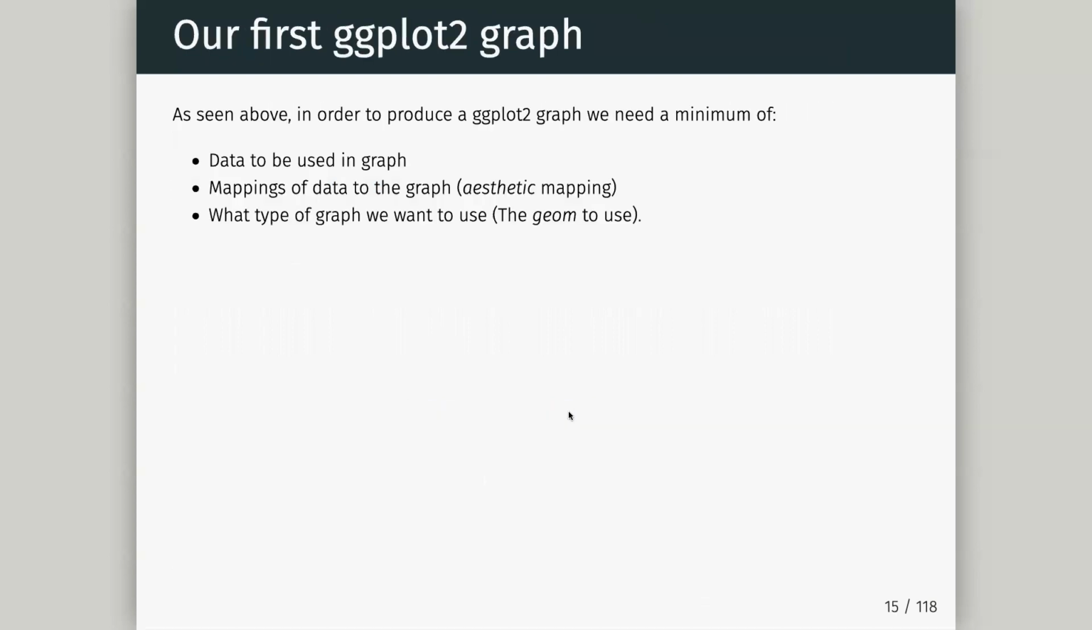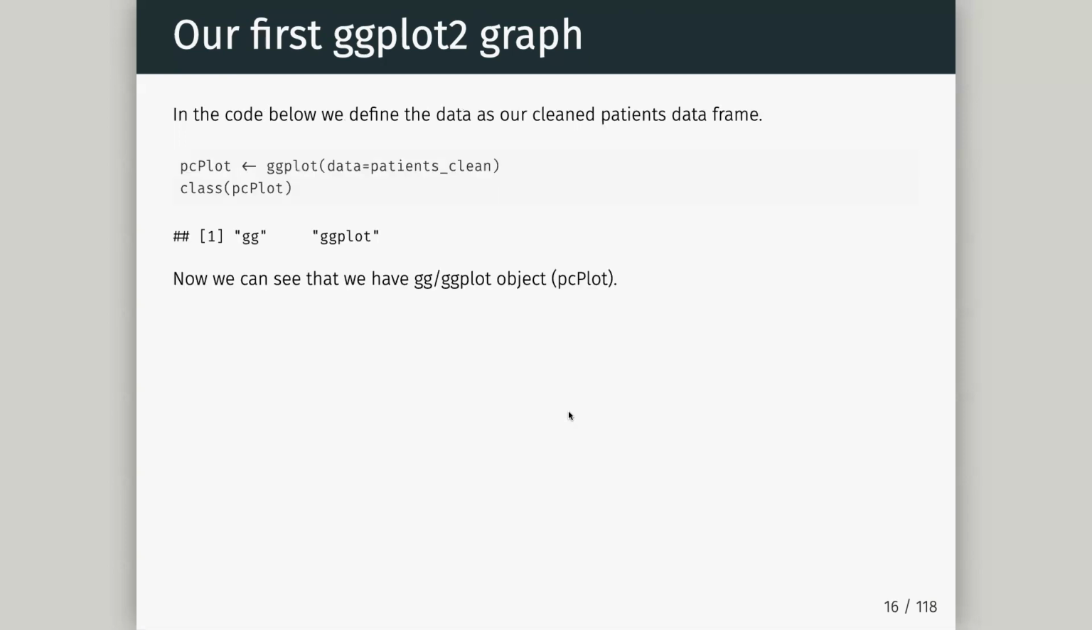So as we saw previously, the minimum we need to produce a ggplot graph is the data to be used in the graph, how we map the data to the graph, and then what type of graph we want. So the first thing we can do is just create an object which has none of the other components. We're just going to give it our data. So I can do ggplot, and I can just give it my data, and it will produce an object, which if I check the class is actually a ggplot object.